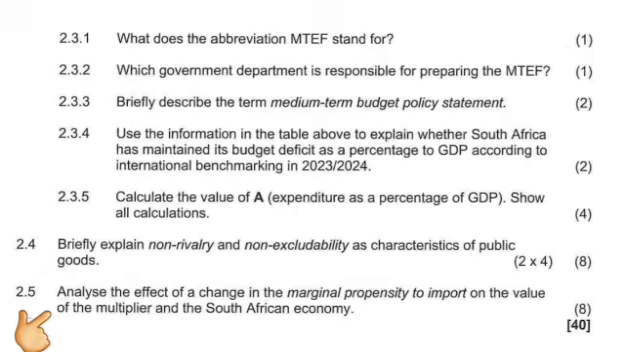It says, analyze the effect of a change in the marginal propensity to import on the value of the multiplier and the South African economy. So here we are looking at the question of a multiplier, and the effect of the marginal propensity to import, meaning the ability to import. When we say marginal, if our imports increase by 1 unit, what does that mean for us? Or if they decrease by 1 unit, because it just says the effect of a change.